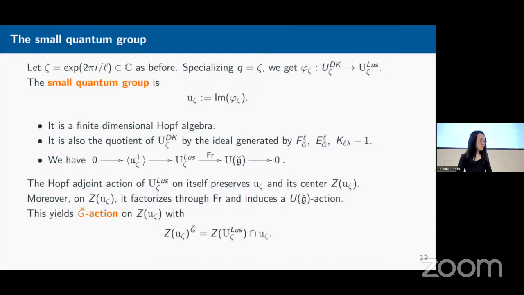Okay, in particular, if you consider the Hopf adjoint action of Lusztig's quantum group on itself, you can prove it preserves the subalgebra, the small quantum group, and it also preserves its center. But on the center of the small quantum group, the adjoint action is trivial. And so the action factorizes through the kernel of the Frobenius and induces an action of the enveloping algebra. You can integrate this action to an action of the group. Therefore, we get an action of the Langlands dual group on the center of the small quantum group. Its invariant part can be described as the center of the Lusztig quantum group intersected with the small quantum group.